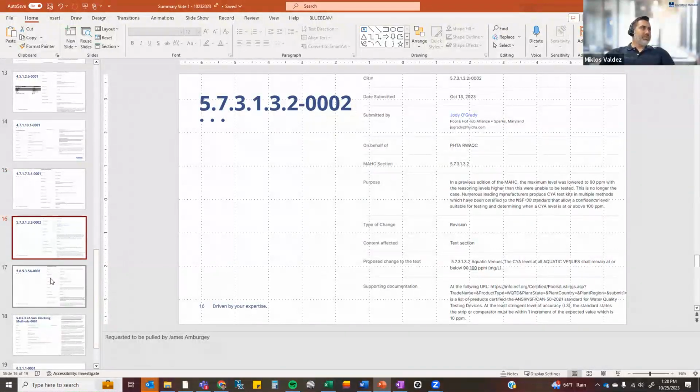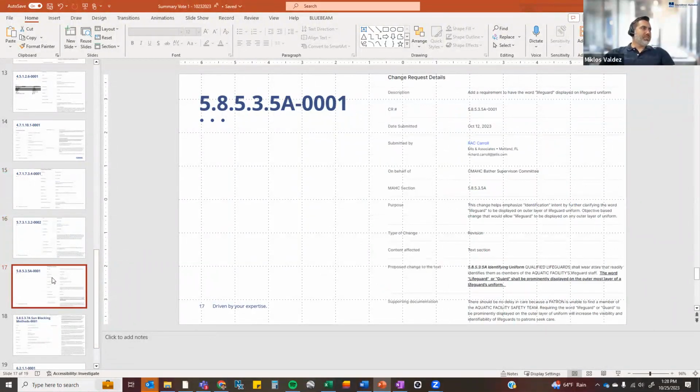This one's been requested to be pulled as well. We're going to skip over that. 58535A, requirement to have the word lifeguard displayed on lifeguard uniform. So this adds into section 5 and adds the phrase here underlined, the word lifeguard or guard shall be prominently displayed on the outermost layer of the lifeguard's uniform.